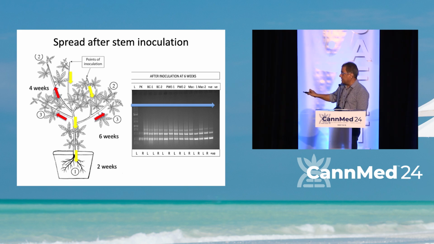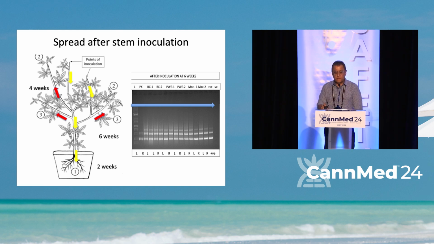So here's the theory then, is if you introduce it here at a point of inoculation, you are going to see a downward spread, which is the yellow arrows. Once it gets down into roots in 2 weeks, you're going to see upward spread, the red arrows. And depending on where you sample, in a systemic plant, 4 weeks, you'll see it up here. And then 6 weeks, it's through the entire plant. This does vary by genotype. It varies by environment. It varies by other factors. But this indicates that in a mother plant, from a cutting, in 6 weeks, that plant's going to be systemically infected.